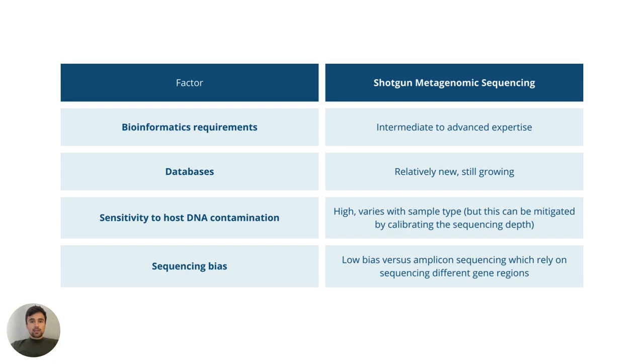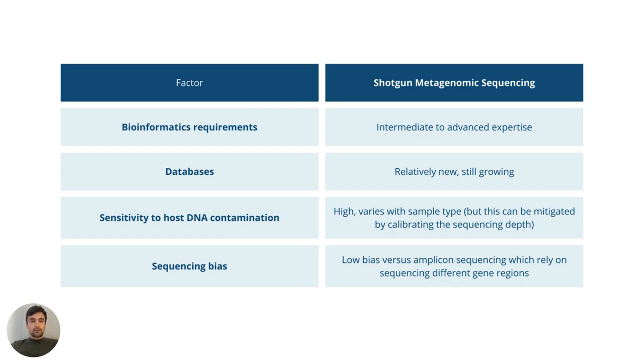Shotgun metagenomic sequencing requires some bioinformatics to analyze. Intermediate to advanced expertise is needed to handle the large amount of data generated, depending on how deeply you want to analyze this data. It's important to consider if you have this expertise or where you will get it. Amplicon sequencing databases are very well curated. However, metagenomic sequencing databases are newer and therefore can sometimes fail to identify rare microbes from undersampled settings. Therefore, it's important to consider these databases.